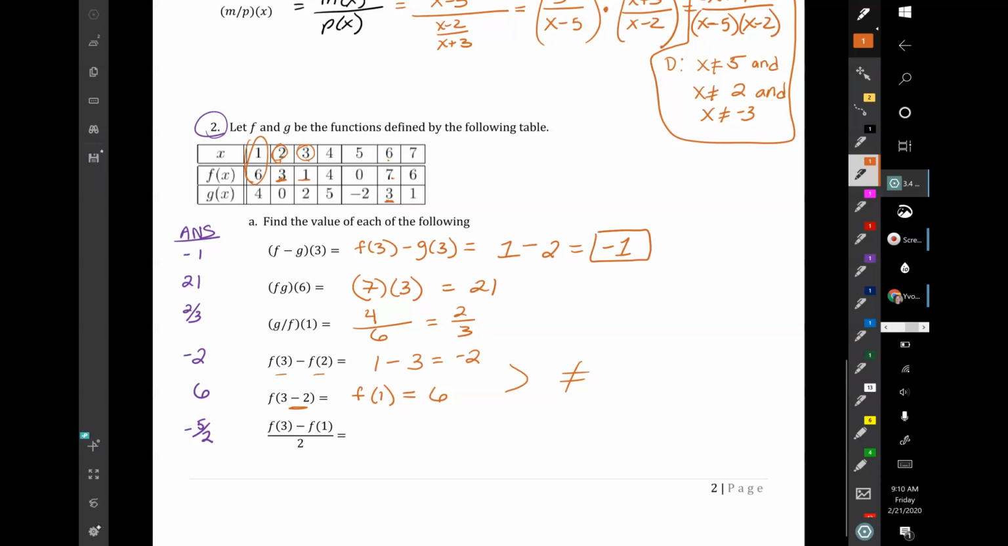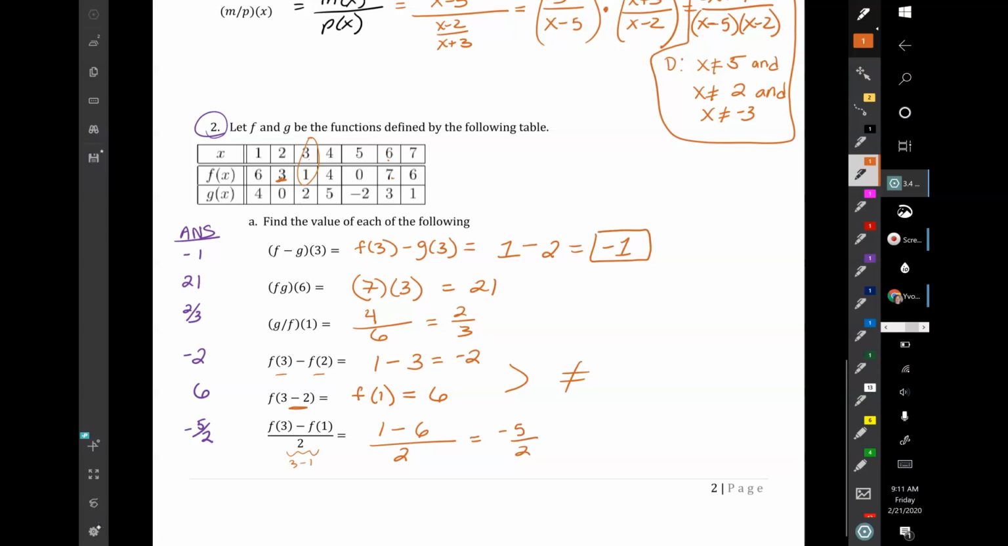Then lastly, we have f of 3 minus f of 1, all divided by 2. We already figured out f of 3 is 1. F of 1 is 6. We can use what we already figured out. Notice this is your average rate of change because the 2 represents 3 minus 1, right? Those differences in the x's. Get used to doing that. A lot of times it's computed out for you. So 1 minus 6 gives us -5 over the 2. So -5/2. Right, and that's it for this.